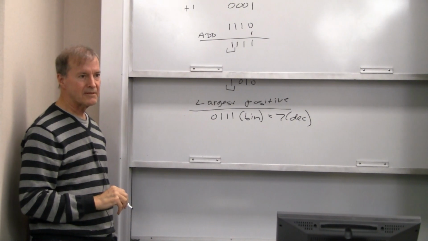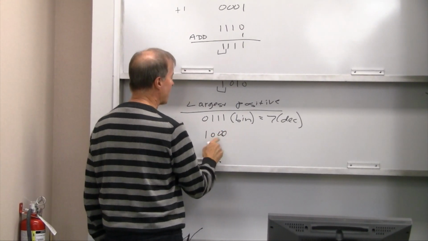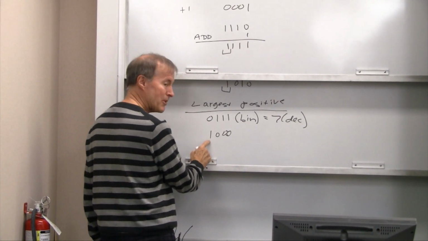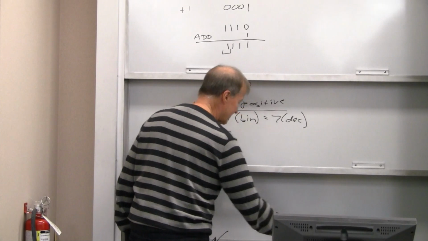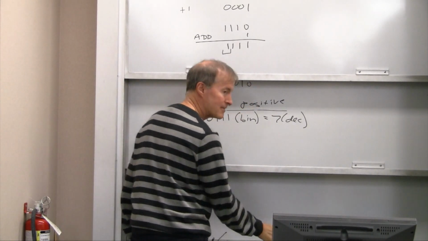Why couldn't you do 1, 0, 0, 0? Because there would be a 1 in the sign bit, and this would be a negative number. I'm asking what's the largest positive.